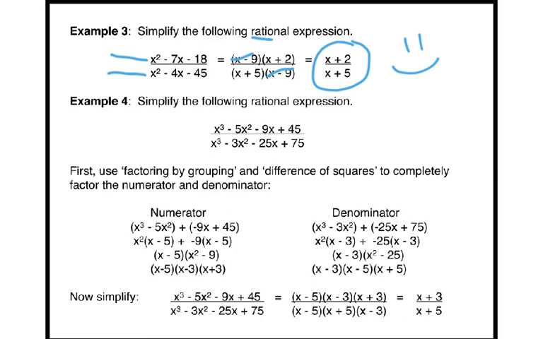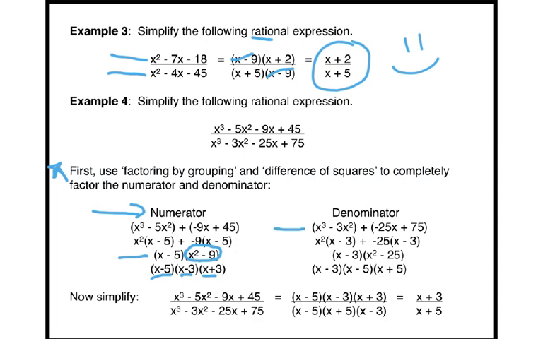Here's another example, much larger. We have two polynomials that are cubics, and we're going to factor them by grouping. So first, use factoring by grouping and difference of squares to completely factor the numerator and denominator. Notice that the numerator you factor by grouping into x minus 5 times x squared minus 9. The x squared minus 9 is a difference of squares, which can be further broken down into x minus 3, x plus 3. So the entire numerator is 3 factors.